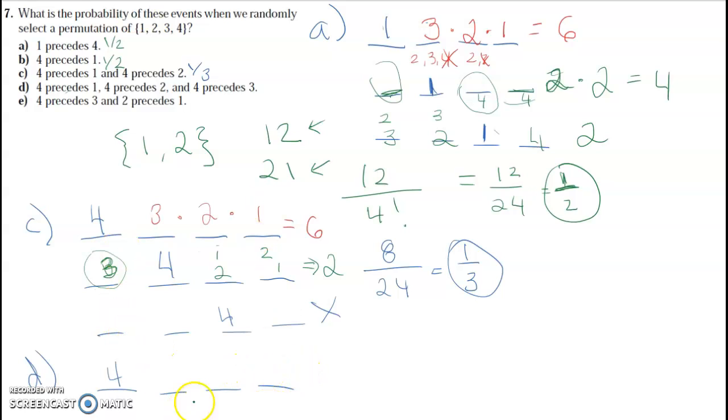Okay, so I guess we have 3 choices here in this place, and one number is used up. We have 2 choices, and we have the last number remaining, so we have 6. So for this, we have 6 cases out of 24, which will be 1/4. So the answer for D would be 1/4.